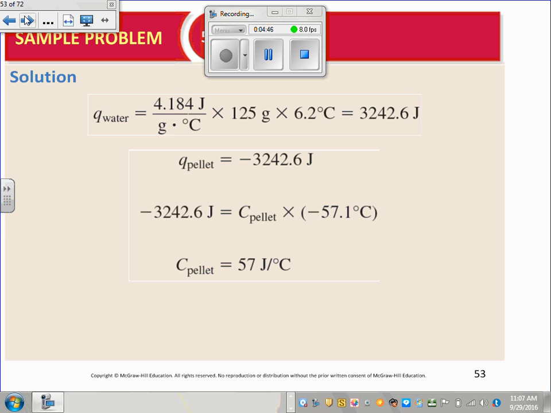So for Q of the water, we're going to use ms delta T. The mass is 125. Specific heat is 4.184 joules per gram per degree Celsius. The temperature change is 6.2 degrees Celsius. So it's 3,242.6 joules. That was the energy gained by the water. So the energy lost by the pellet has to be negative 3,242.6.